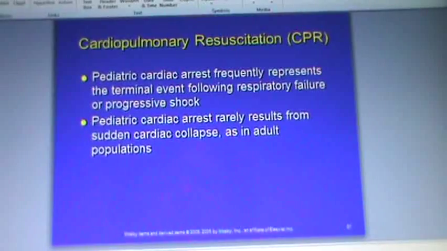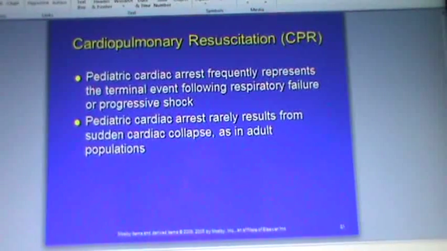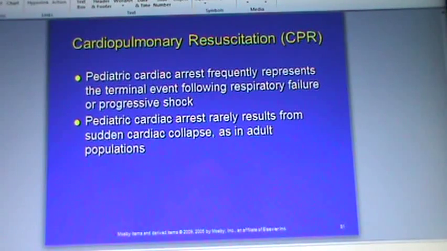CPR. Pediatric cardiac arrest frequently represents the terminal event following respiratory failure or progressive shock. Pediatric cardiac arrest rarely results from sudden cardiac collapse, as in adult populations. It's usually respiratory arrest. Children stop breathing, and their heart stops from respiratory situations, not from a heart attack like adults have.